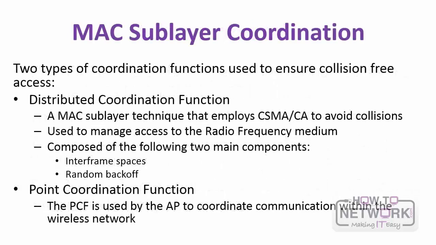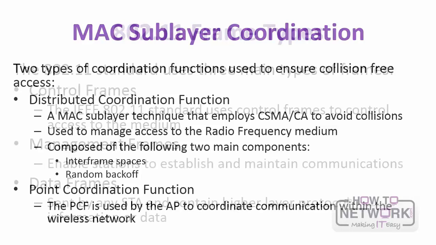There are two types of coordinated functions used to ensure collision-free access on a wireless network. First, distributed coordination function. The MAC sublayer technique employs the well-known CSMA/CA to avoid collisions. It's used to manage access to the radio frequency medium, and it's composed of the following two main components: interframe spaces and random backoff. And then there's point coordination function, and the PCF is used by the AP to coordinate communications with the wireless network.